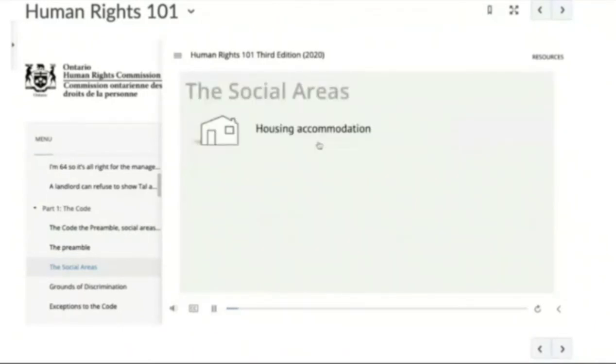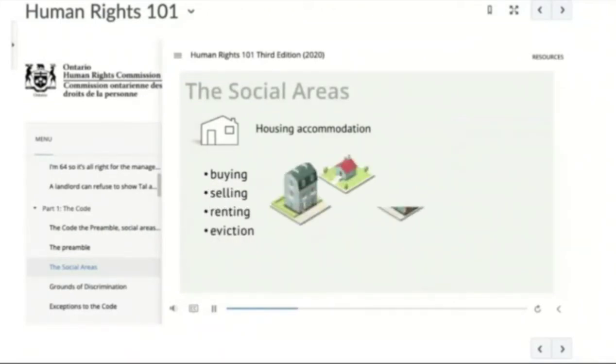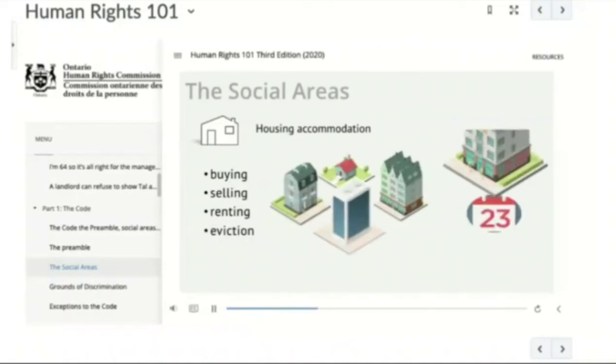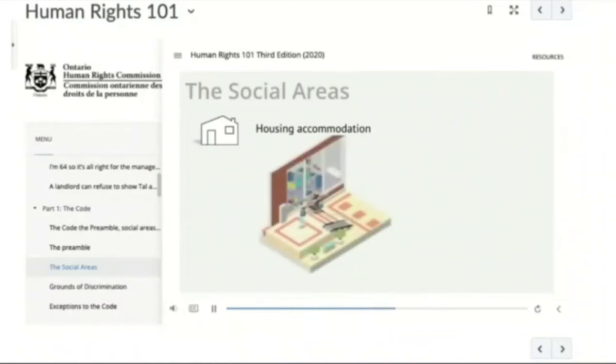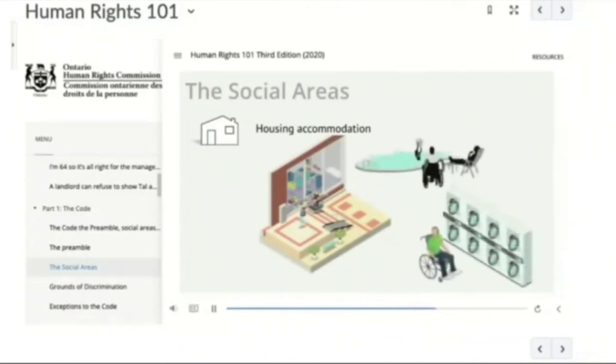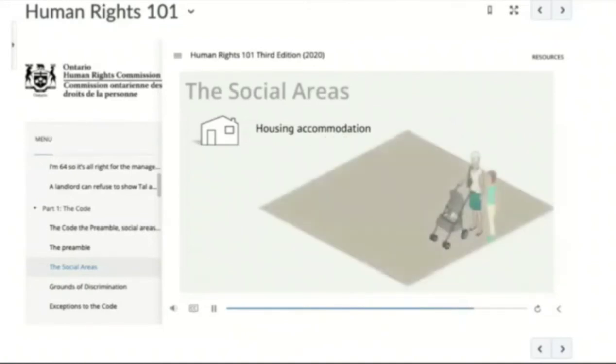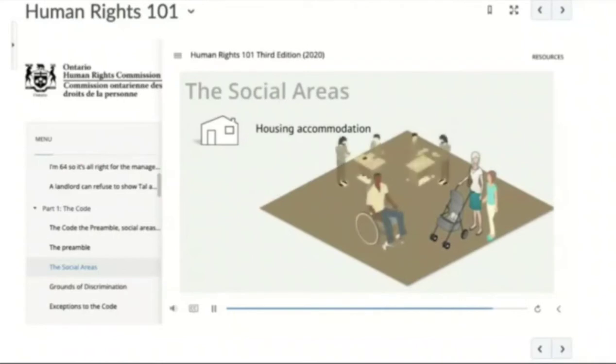Housing accommodation. Accommodation may include buying, selling, renting, or being evicted from an apartment, house, condominium, or commercial office. Depending on how long a guest is staying, a hotel could be a service or an accommodation, or both. This social area includes entry to the building, using swimming pools and the laundry room. For example, a landlord can't refuse to rent to a tenant who has young children or who is receiving public assistance or disability benefits.